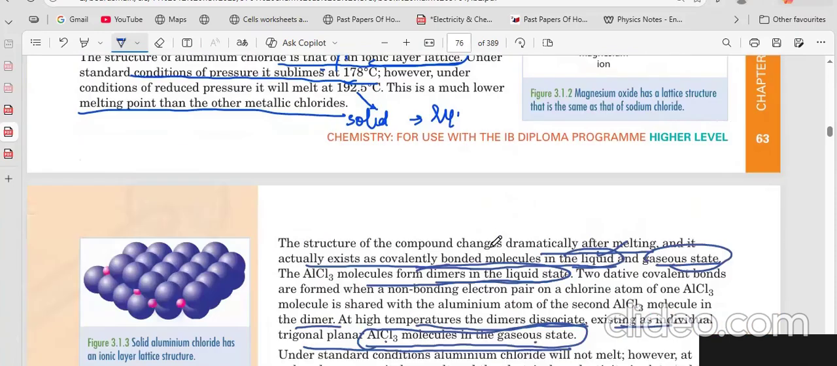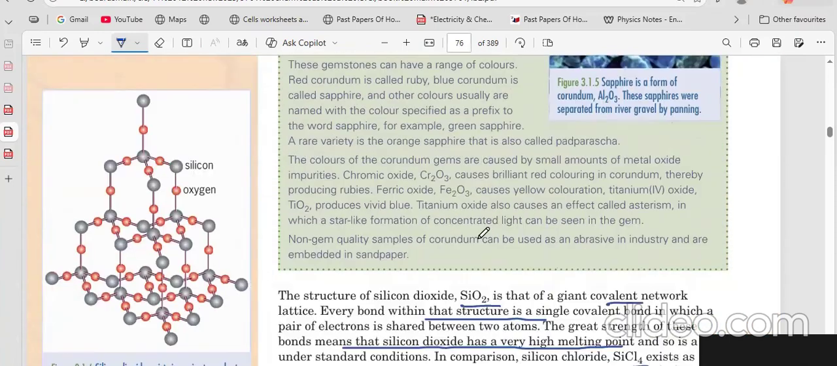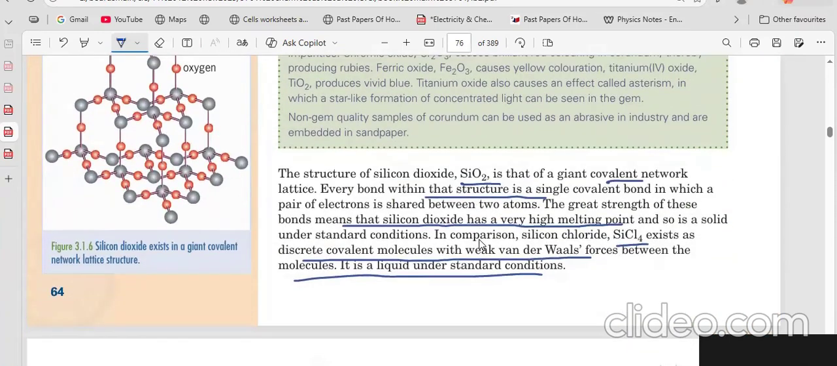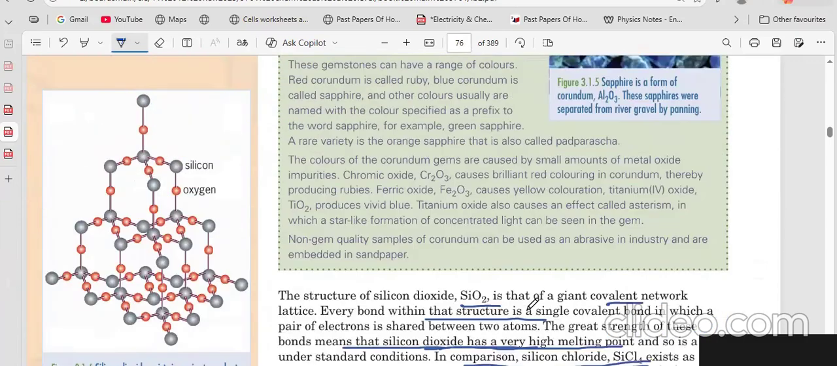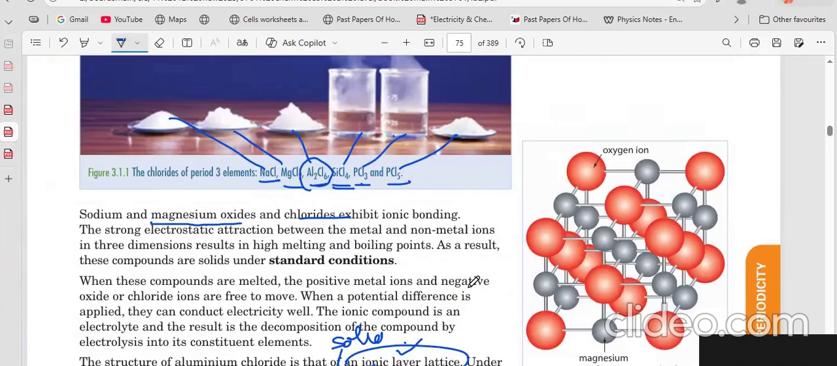So again, you can see here that is a giant network of covalent bonds. That means silicon dioxide has a high melting point, in comparison to discrete covalent molecules with van der Waals forces between the molecules. It is liquid under standard conditions. And the others are these.